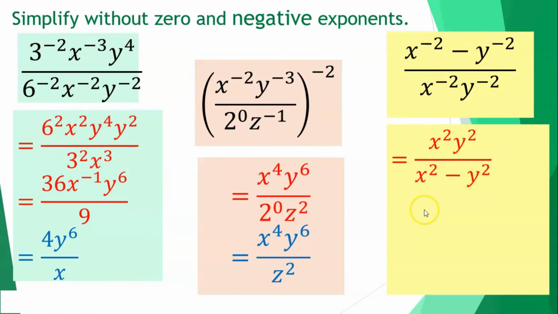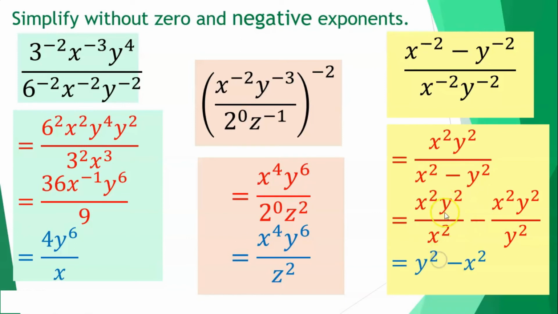So at this point, let's simplify further. We can have it this way. So x squared y squared over x squared and x squared y squared over y squared. So at this point, we can cancel x squared and x squared. So that would be y squared. We can cancel this. So what's left is this one. So final answer is y squared minus x squared.